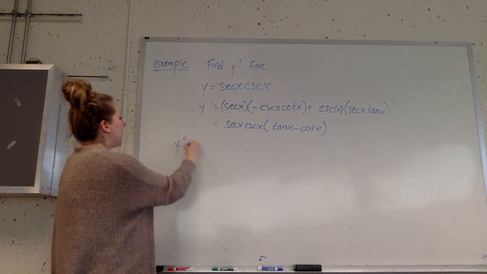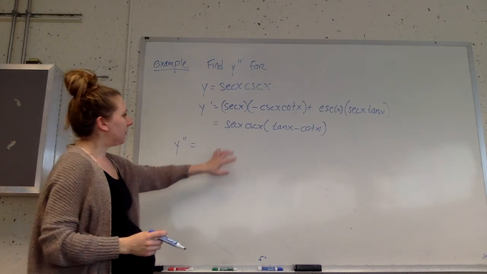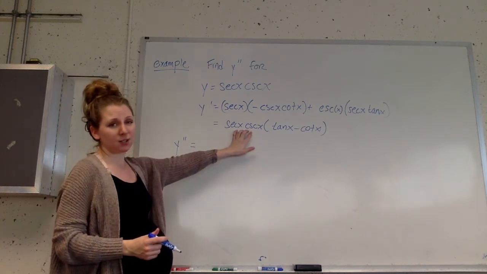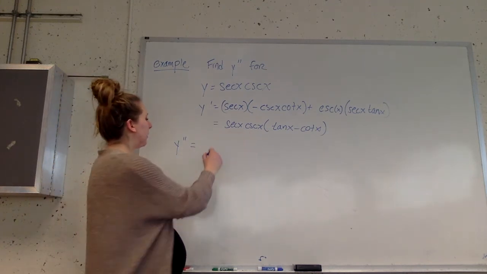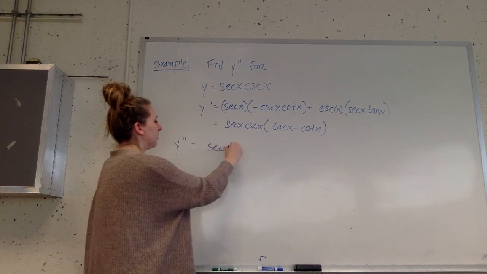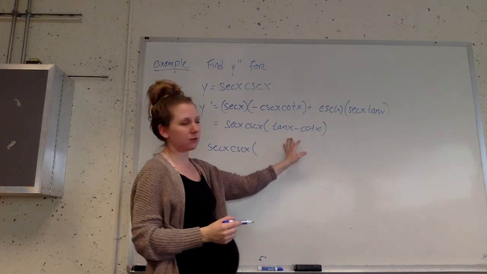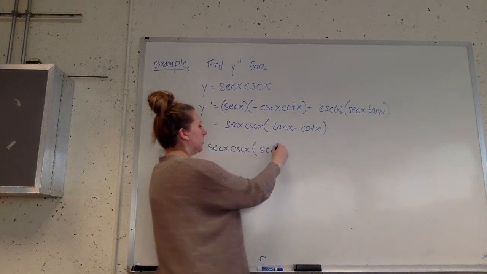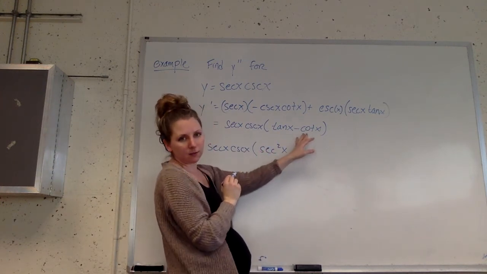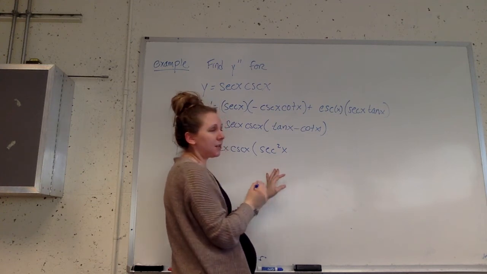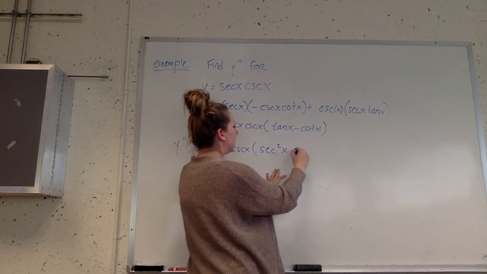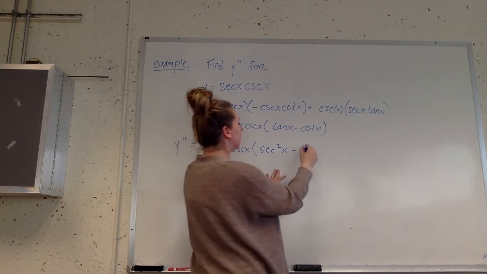So y double prime, we're taking the derivative of the derivative. I'm just going to treat this as one function for now. So we have the first times the derivative of the second. So the derivative of tangent is secant squared x. The derivative of cotangent is minus cosecant squared x. So minus minus gives us a plus.